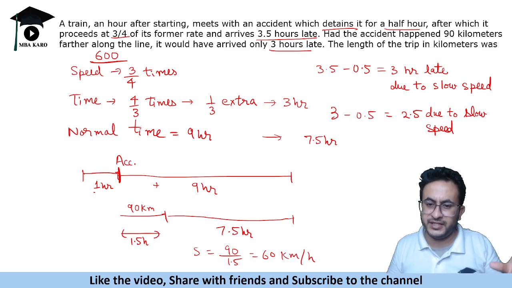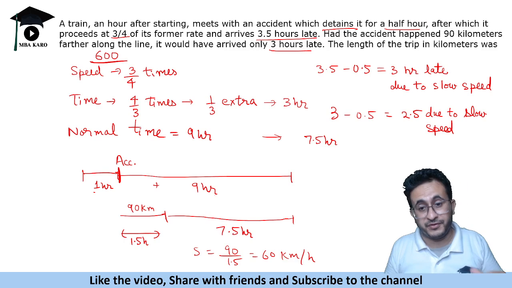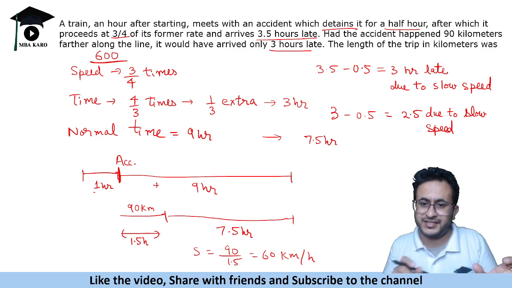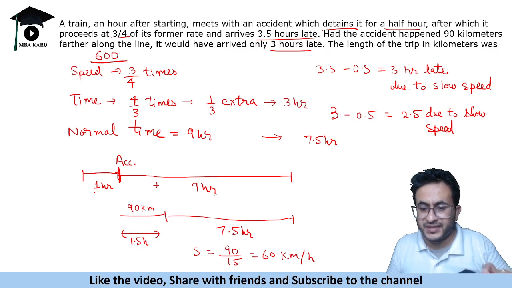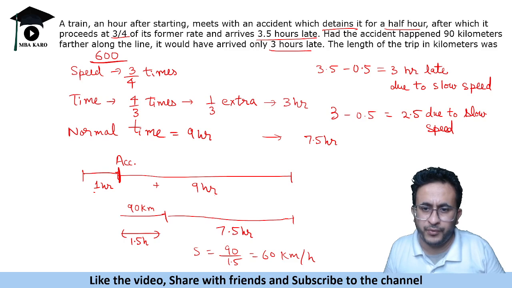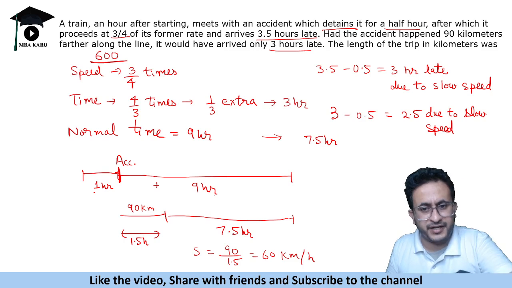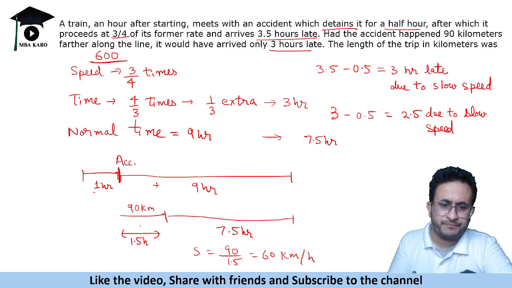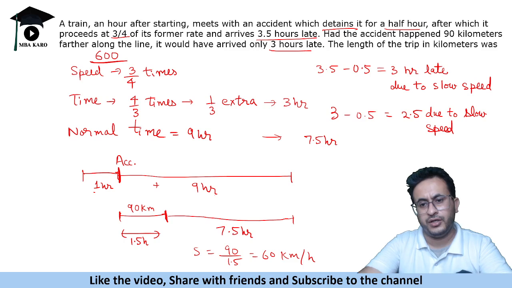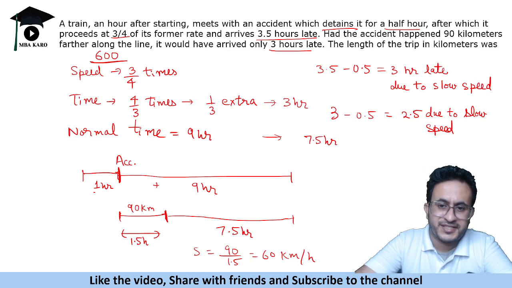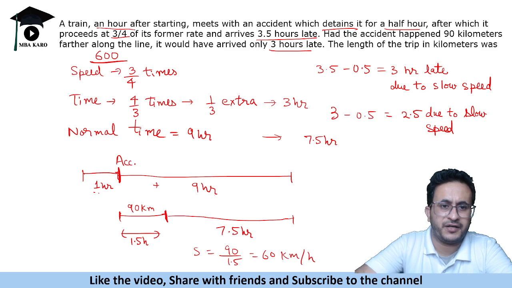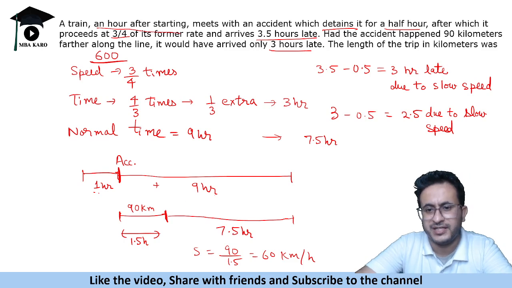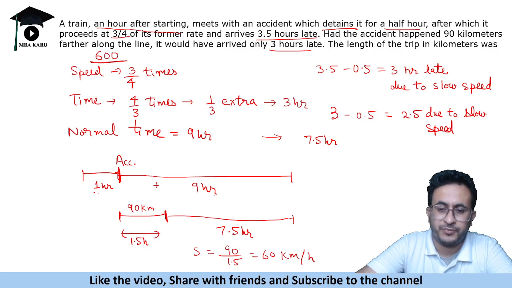If the speed is 3/4, time will become 4/3, which is 1/3 extra. Now 1/3 extra is 3 hours, so normally it would have taken 9 hours for the travel. Second scenario, the extra time is 2.5 hours, that means it would take 7.5 hours to cover it the normal way. So from this point to this point, 90 kilometers would have been covered in 1.5 hours. That means speed is 60 kilometers per hour. If the whole journey is 1 hour plus 9 hours, because it says an hour after starting, total journey is 10 hours. So 10 into 60 you get 600 kilometers.